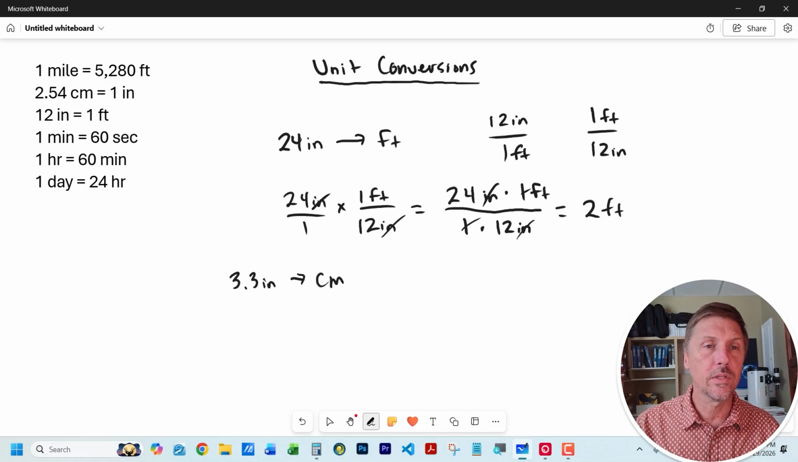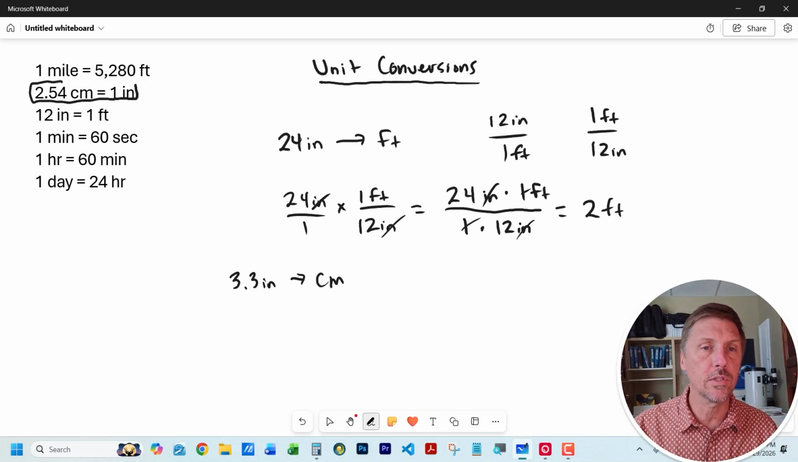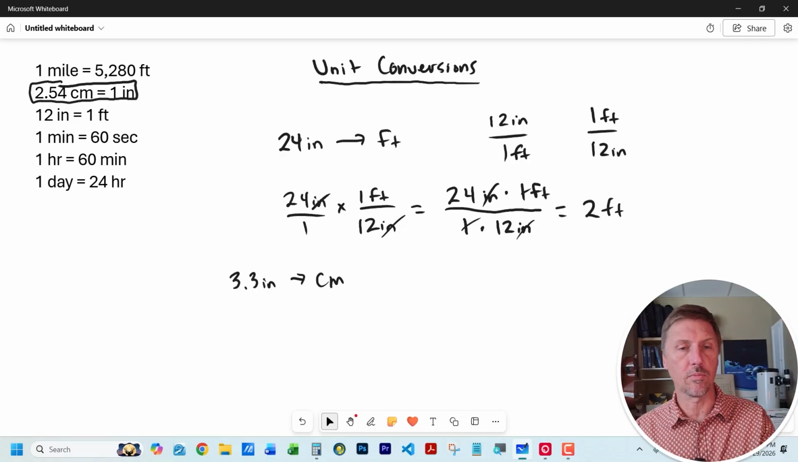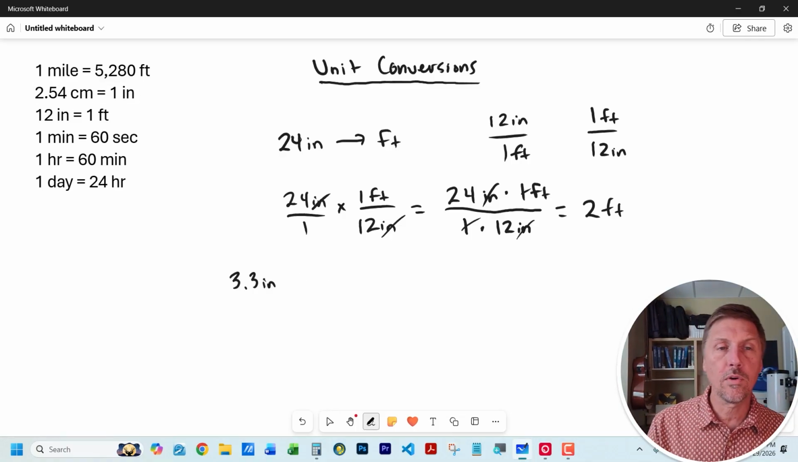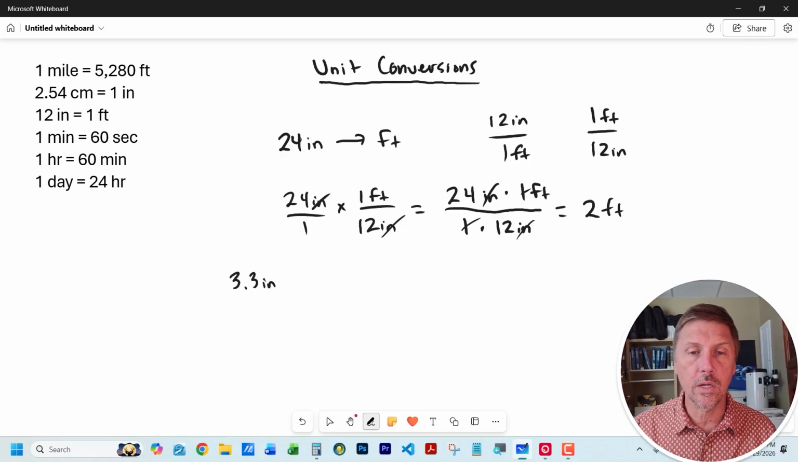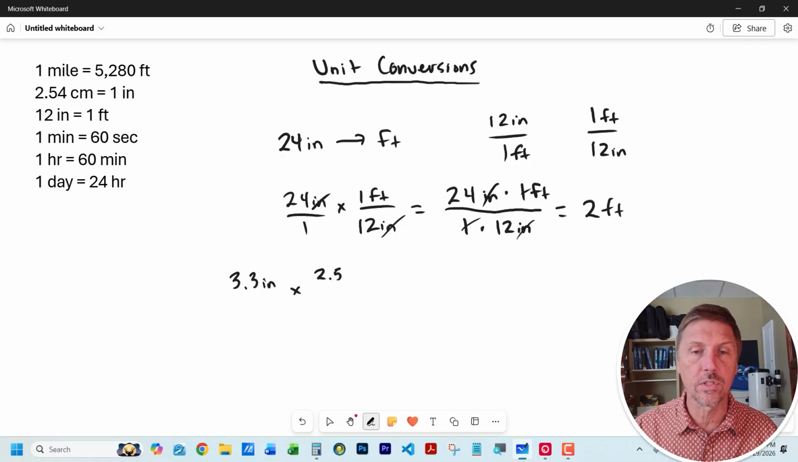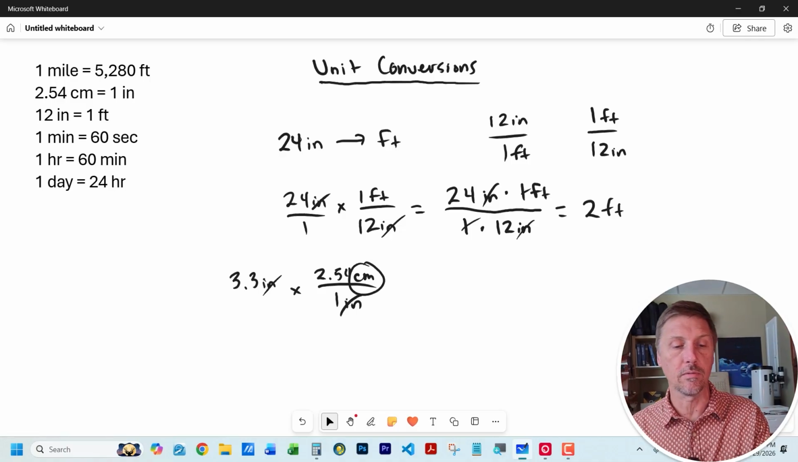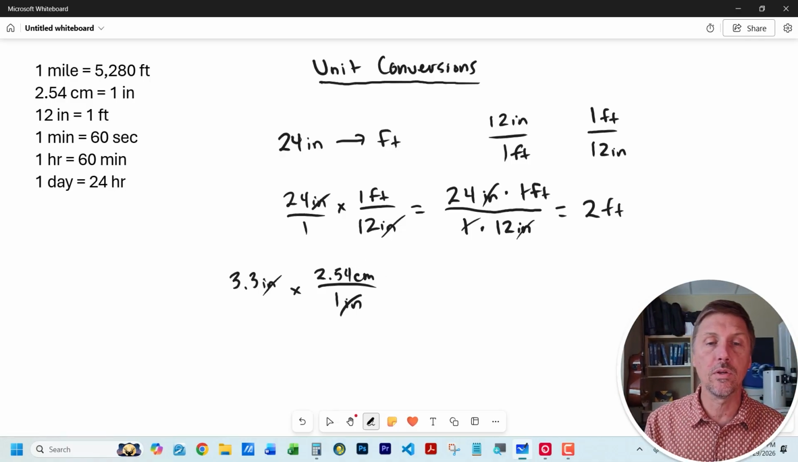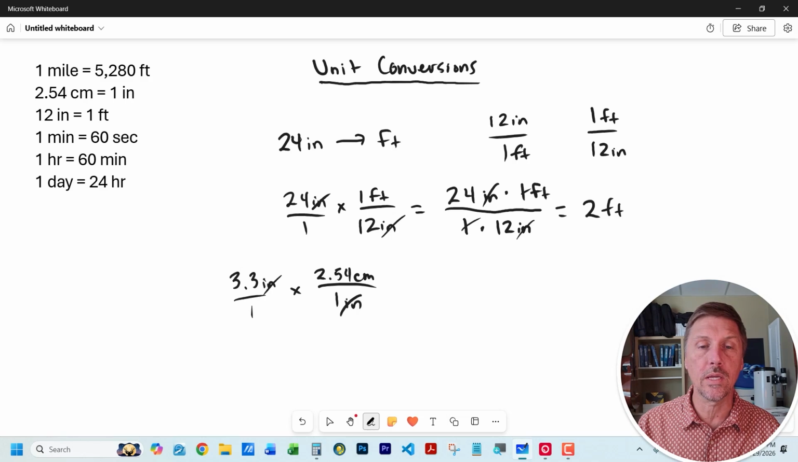All right. Now, this time we need a relationship between centimeters and inches. So we're going to use that relationship right there. And since we know that 2.54 centimeters equals 1 inch, we're going to multiply by 2.54 centimeters over 1 inch. Again, we put inches on the bottom because we want inches to cancel out and we want to be left with this centimeters unit, right? And so here, when we multiply the numerators together, again, this is 3.3 inches over 1. Multiplying the numerators together, we have 3.3 times 2.54.